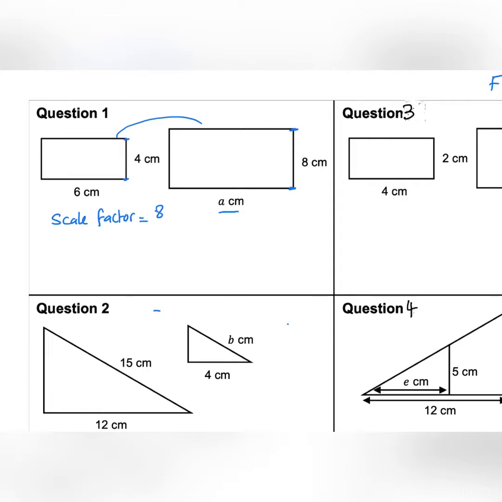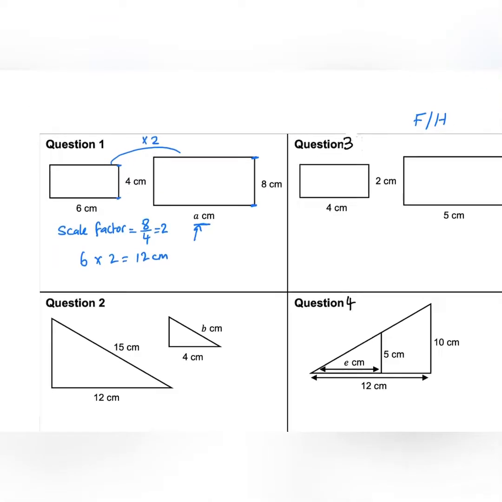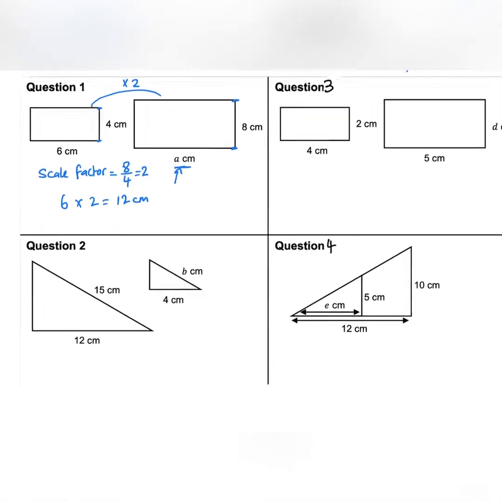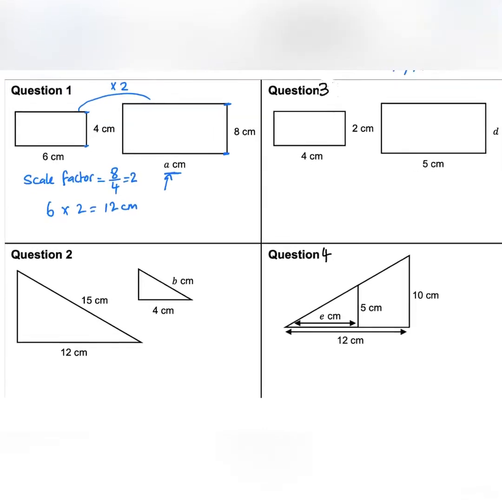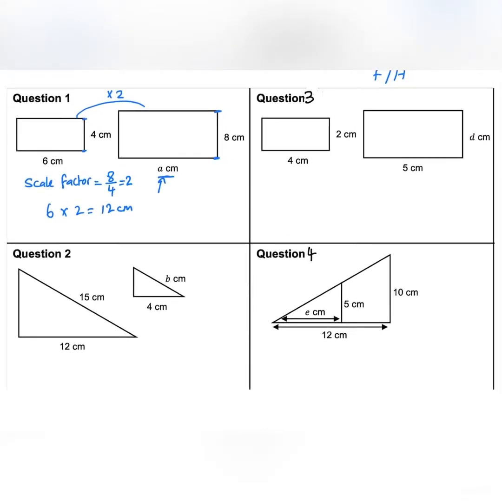So it's going to be 8 divided by 4, which equals 2. So that means the length scale factor is times by 2. Now we can figure out what this missing side is. What we can do is 6 times by 2, which is 12 centimeters. Okay. Now moving on to the next question. If you want to have a go at these, pause the video and then come back and check your answer.